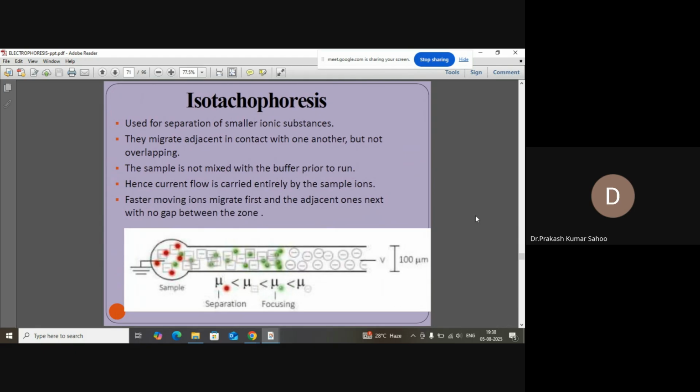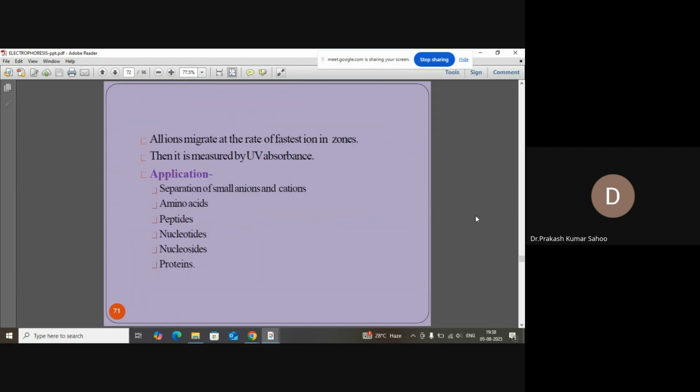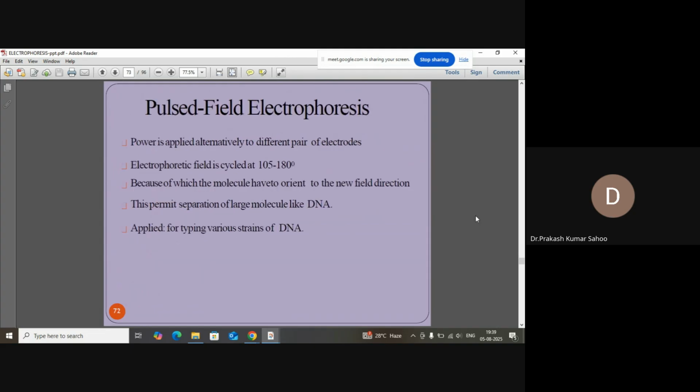Faster moving ions migrate first and the adjacent ones next, with no gap between the zones. Then all ions migrate at the rate of the fastest ion zone. Then it is measured by UV absorption. Then what are the applications? Separation of small anions and cations. Amino acids can be separated. Peptides, nucleotides, nucleosides, and proteins can all be separated by this technique.